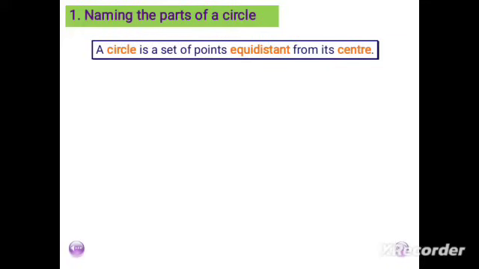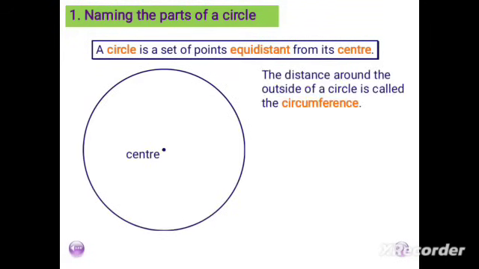Now let's start with the first part, naming the parts of a circle, and we shall start with defining a circle. A circle is a set of points equidistant from its center. This is illustrated below. As you can see, we have the center of a circle, and the distance around the outside of a circle is called the circumference. This is shown below in a yellow line, an orange line.